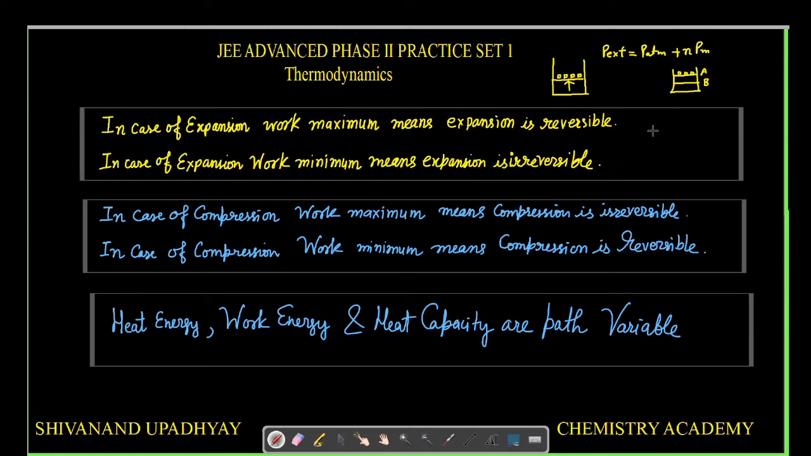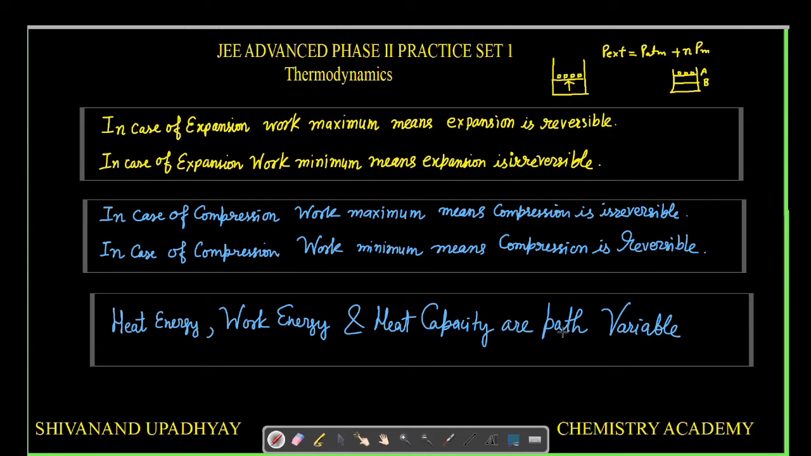Reversible in case of expansion is maximum. In case of expansion, minimum means irreversible. In case of compression, maximum means irreversible. In case of compression, minimum means reversible.